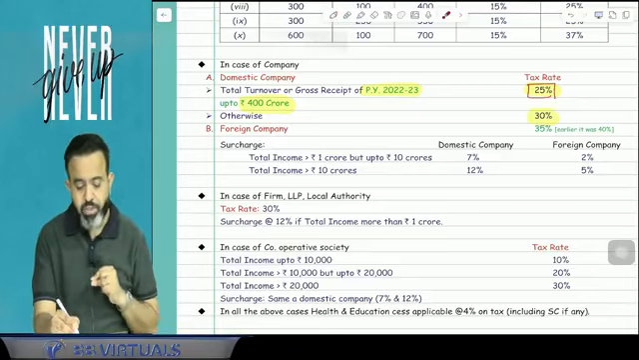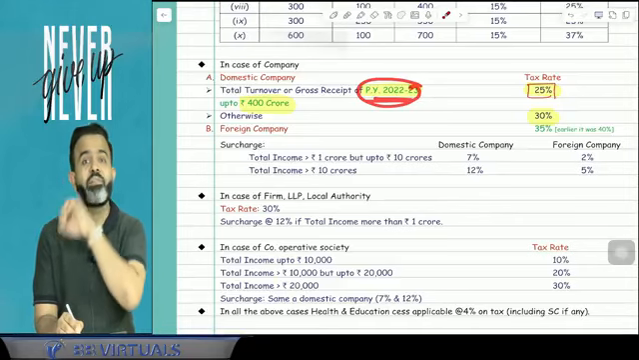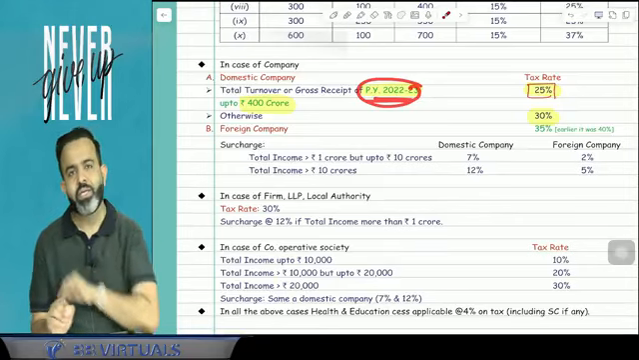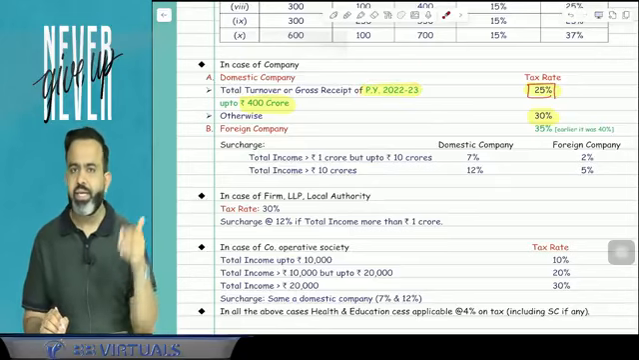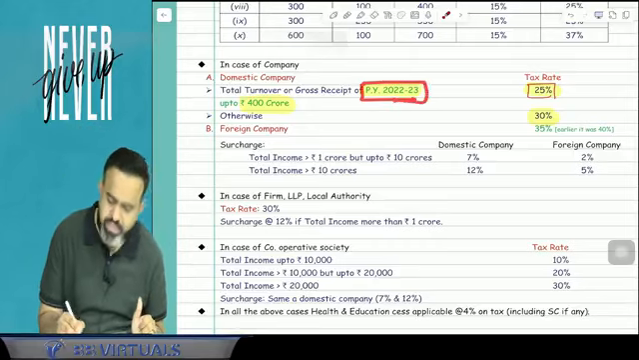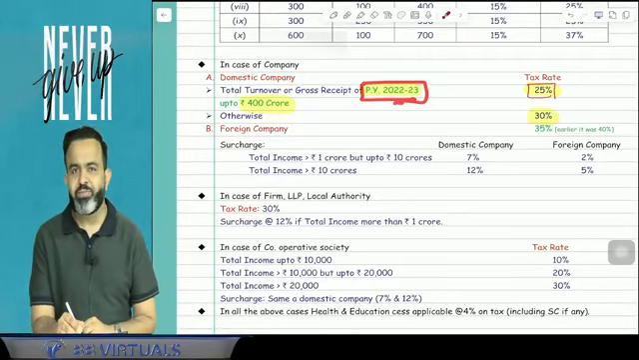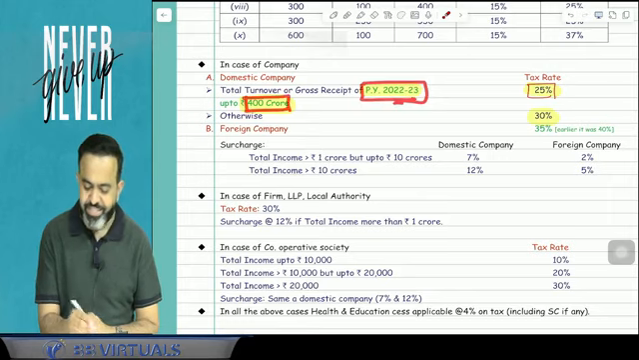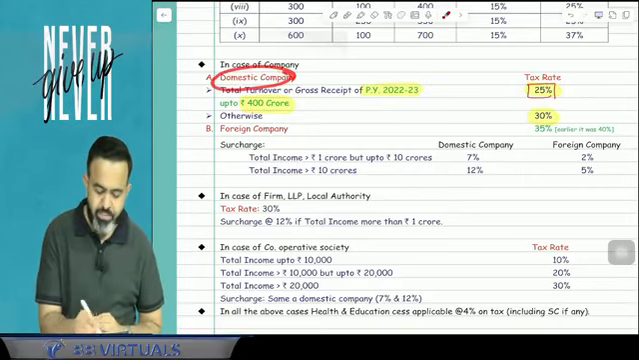Last year, you know that we had to check the turnover for previous year 2021-22, but now for your examination, your previous year is 2024-25, because you are calculating income for previous year 2024-25. Then you have to check the turnover for previous year 2022-23. If 2022-23 turnover or gross receipt is within the limit of 400 crore, then the tax rate is 25%, otherwise the tax rate is 30% in case of a domestic company.